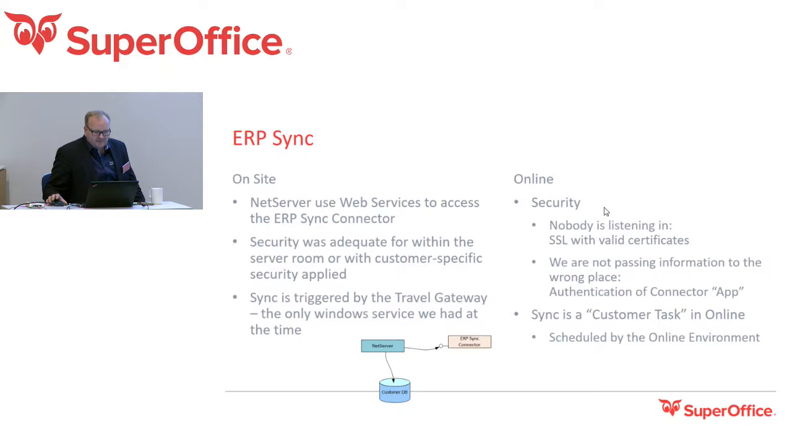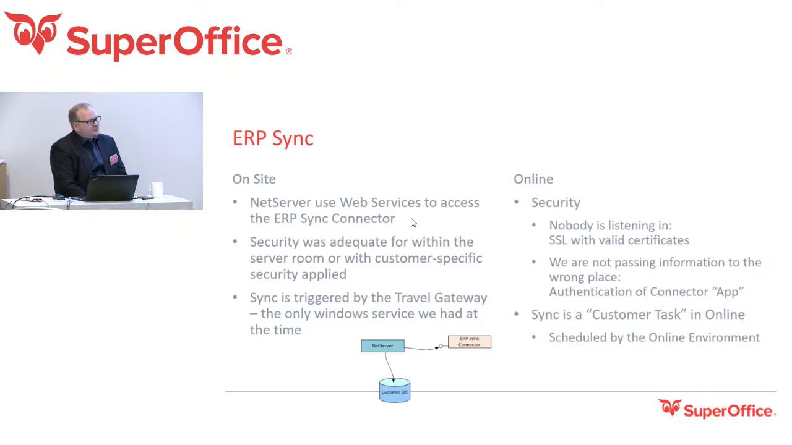So, let's move to the ERP Sync. The .NET server uses web services to access the ERP Sync Connector. And that works quite well if you knew the environment was executing, like in a server room, because then you had control of everything that happened. The sync was triggered by the travel gateway. We don't have the travel gateway in online, but it was the only Windows process we had before we started utilizing the scheduler inside customer service. So there's quite a bit of things here we had to change for online.